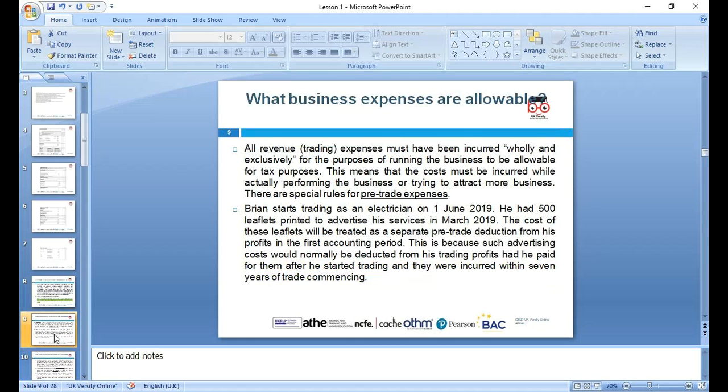Allowable expenses: all revenue expenses are allowable. What is a revenue expense? It is a day-to-day, low value expense that goes in the profit and loss.